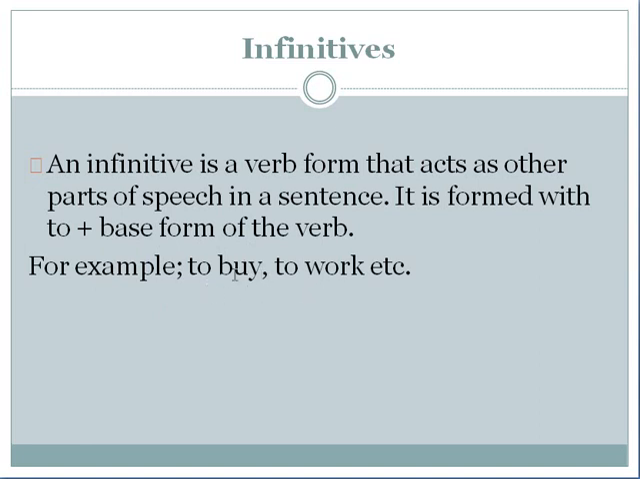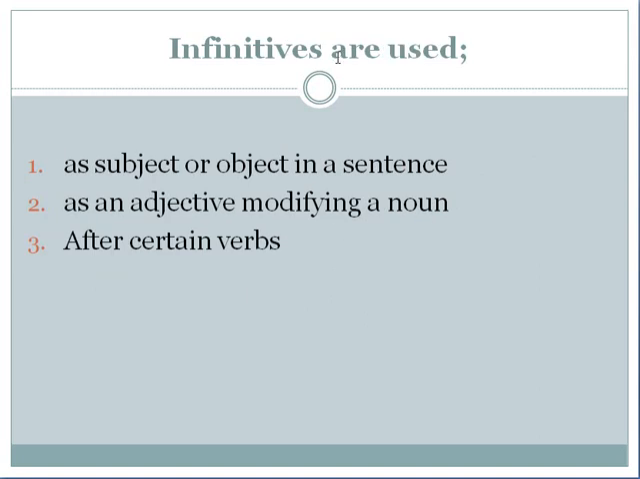It is formed with to plus the base form of a verb. Base form means any action verb. So whenever you use to plus any action verb, that is called an infinitive. Like to buy, to work. To plus base form, any action verb. To buy, to work, to eat, to sleep, to walk, to run. All these sorts of words with to are called infinitives.